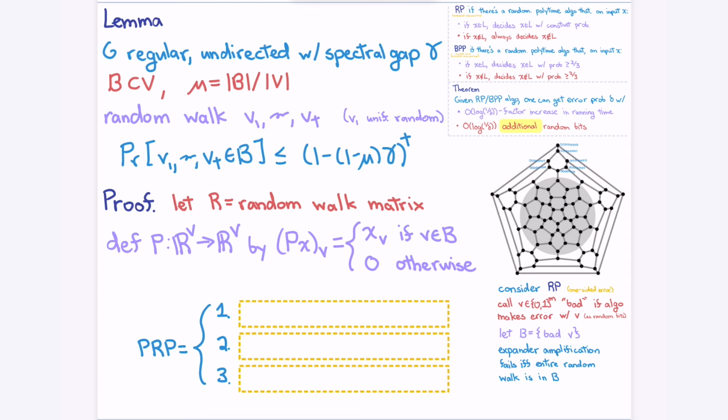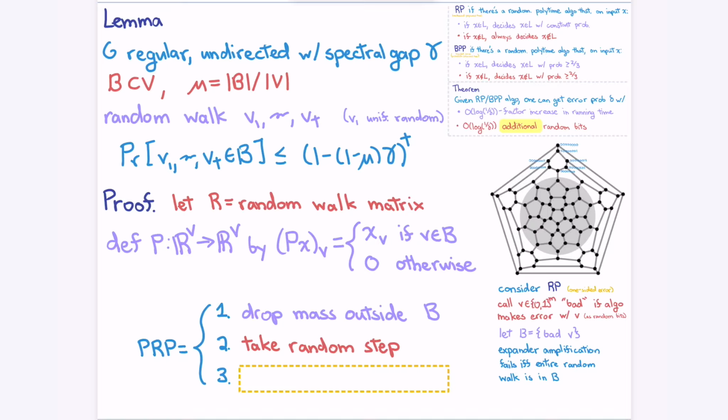Okay, so what does it mean if I look at PRP? You project onto B, you drop everything else outside, right? So you drop all the mass outside of B, then you take a random step with the remaining mass. Now it's not really a distribution, it's some kind of flow that's getting pushed around. And then you drop all the mass outside B again. That's what it'll represent. And what we're really keeping track of is how much of that random walk is staying in B. Because as soon as it escapes, it's like, oh, you win, right?